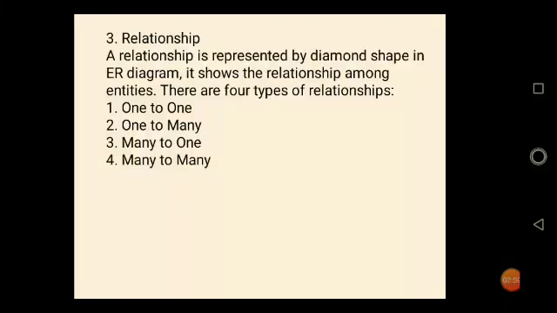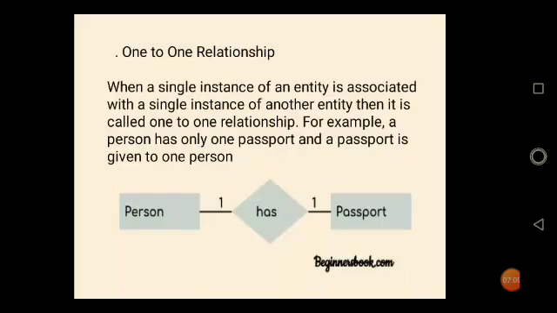The relationship, we have 4 types. One is one-to-one, one-to-many, many-to-one, and many-to-many. It can be represented as a diamond shape. Okay, so one-to-one means, what is the meaning? One entity is having a relationship with another entity, only one entity. For example, a particular student is having only one register number. Okay, so register number is an entity and student is an entity, so it is having only a one-to-one relationship.